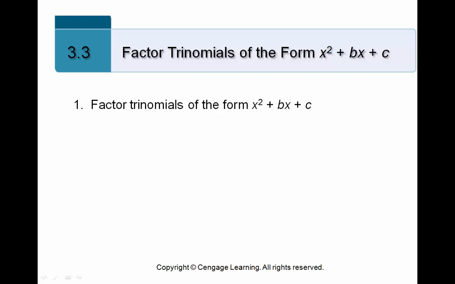Section 3.3, Factor Trinomials of the form x squared plus bx plus c. So in this section, we're going to be factoring trinomials that have a leading coefficient of 1. So in front of that x squared, there's the number 1.